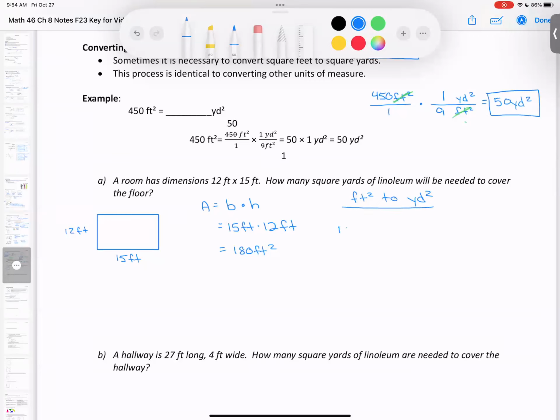So we've got 180 feet squared. I'm going to write that over 1. And then we're going to multiply by a conversion factor where feet squared are on the bottom, so they cancel, and yards squared are on the top. And that's that same one we used in the example up above. So it's 1 yard squared per 9 feet squared. Our square feet cancel, we're left with square yards. So 180 divided by 9, which gives me 20 yards squared. So 20 square yards would be needed.